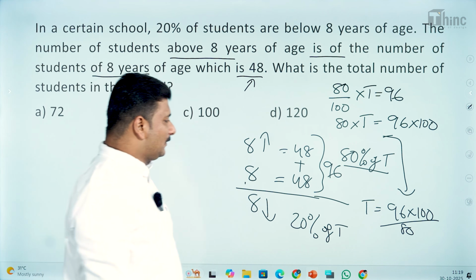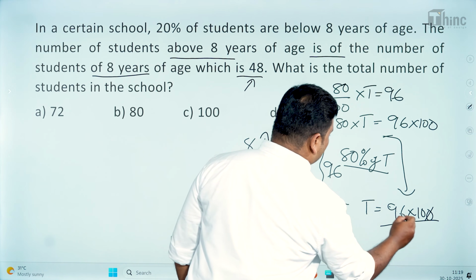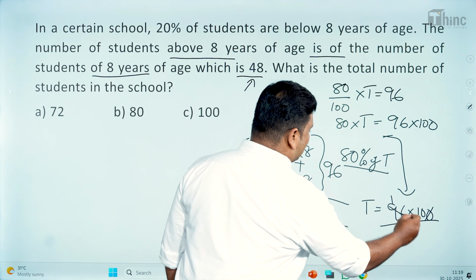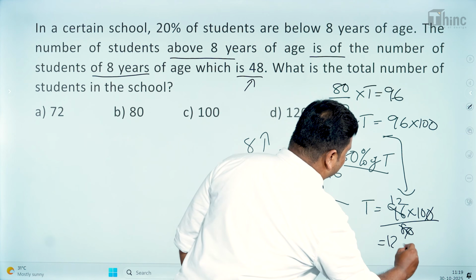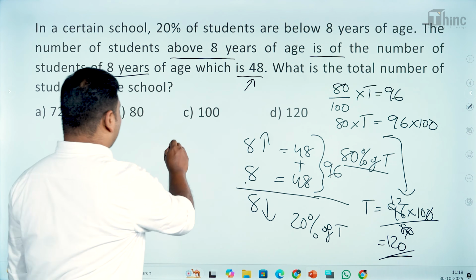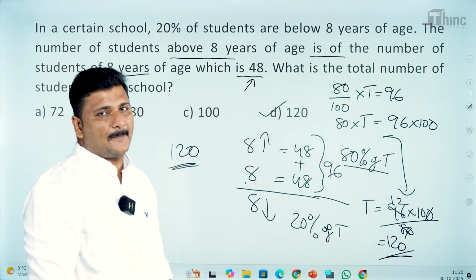And is it matching with any of the options? We can cancel this off. We can cancel this off. And 1 into 8 is 8, 16, 12. So it's nothing but 12 into 10, which is 120. So total number of students is nothing but 120. Option D will be the correct answer.